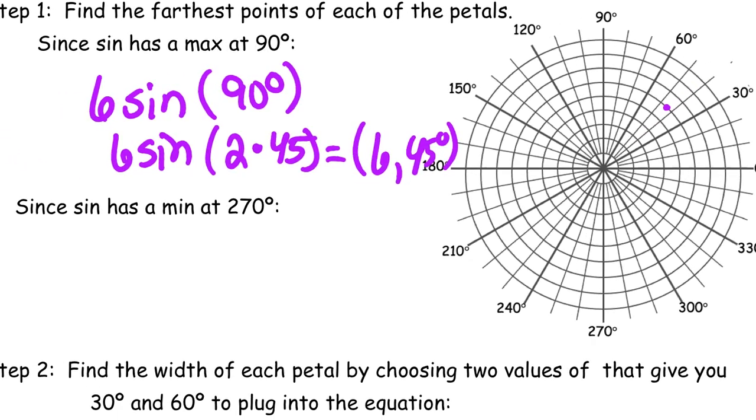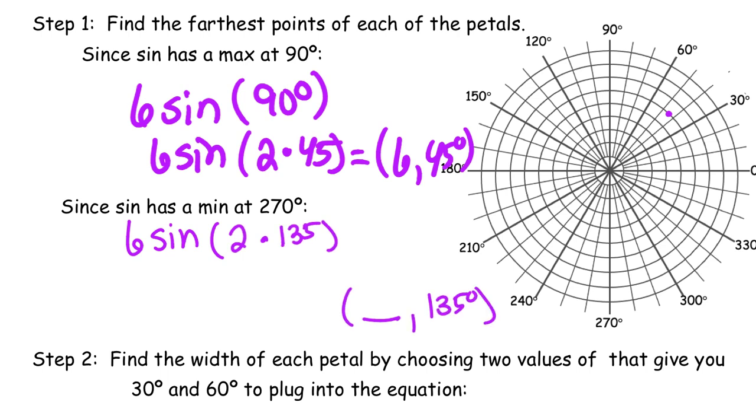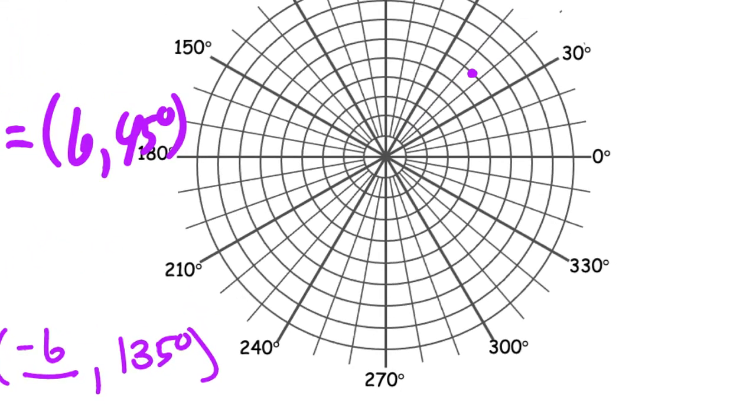Then we're going to do the minimum. The minimum is going to be 6 sine 2 times something, 135. So that means my answer is going to be something 135 degrees. -6. So now I go up to 135, but instead of counting toward 135, I'm going to count toward 315. So 1, 2, 3, 4, 5, 6. Do you see how those two happen to be symmetrical over theta equals 0?